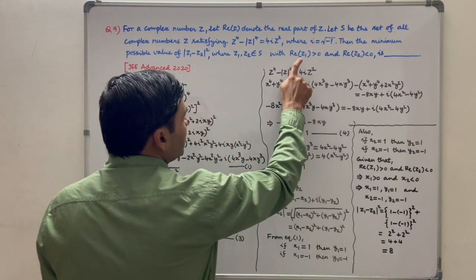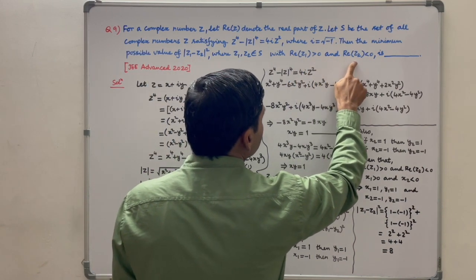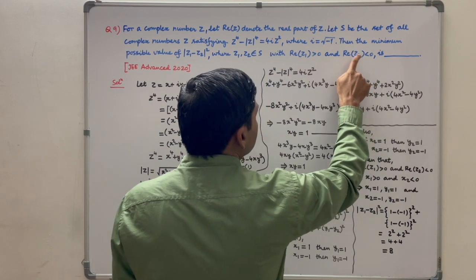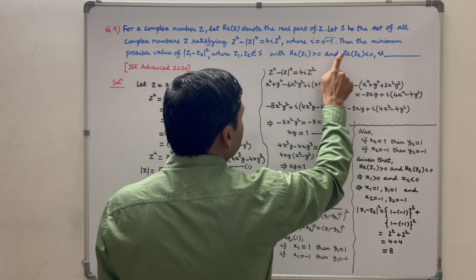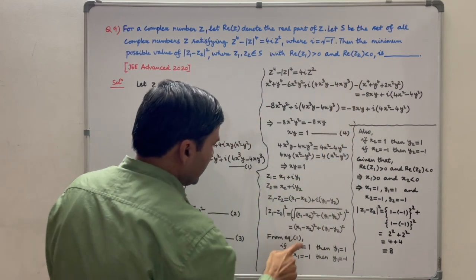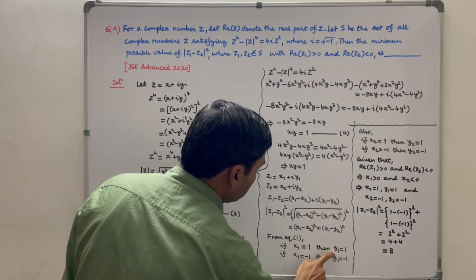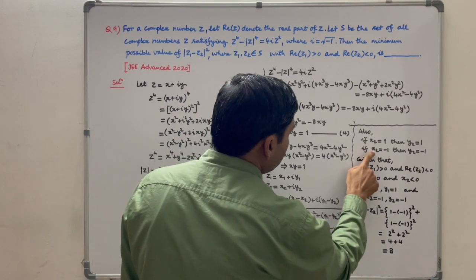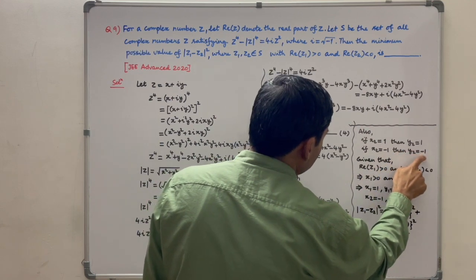We have to consider real of z1 is greater than 0. That means x1 is greater than 0. And real of z2 is less than 0. That means x2 is less than 0. So x1 is greater than 0 and x2 is less than 0. x1 is greater than 0, so x1 is equal to 1 and y1 is equal to 1. And x2 is less than 0 means x2 is equal to minus 1 and y2 is equal to minus 1.